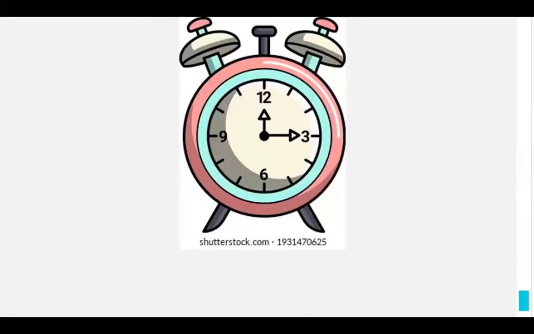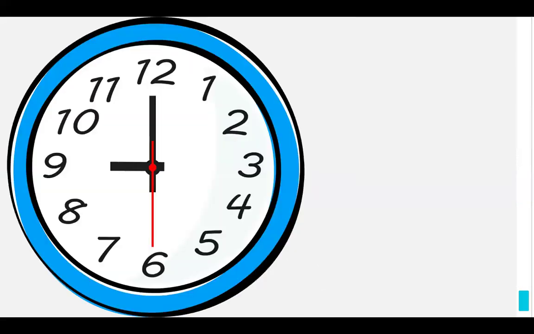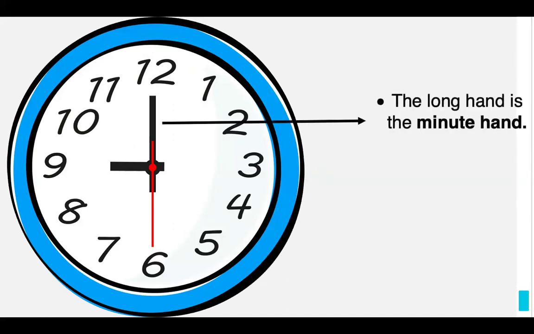Okay, telling time. So this is what? Very good. This is a clock. So a clock tells time. So this is what we have to know about time. So a clock tells time. So there are parts of the clock. So the long hand is the minute hand.